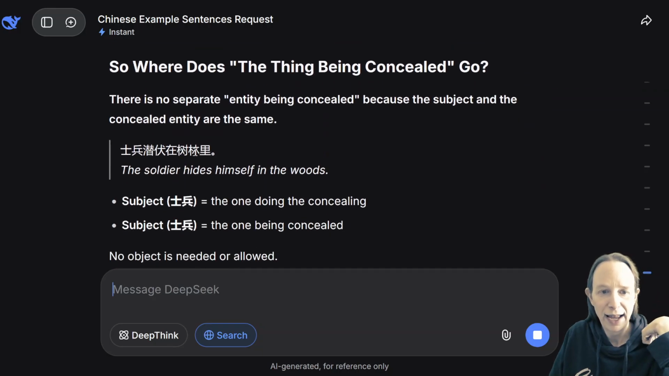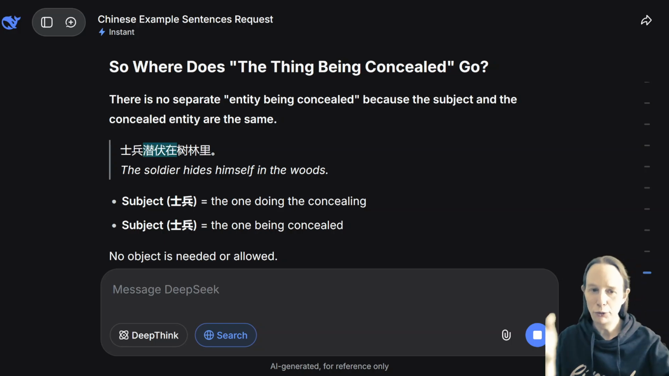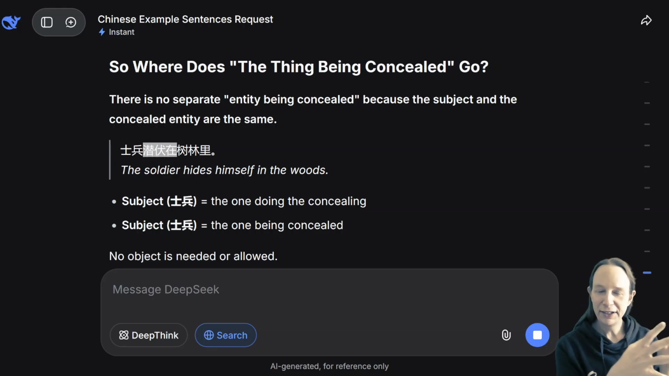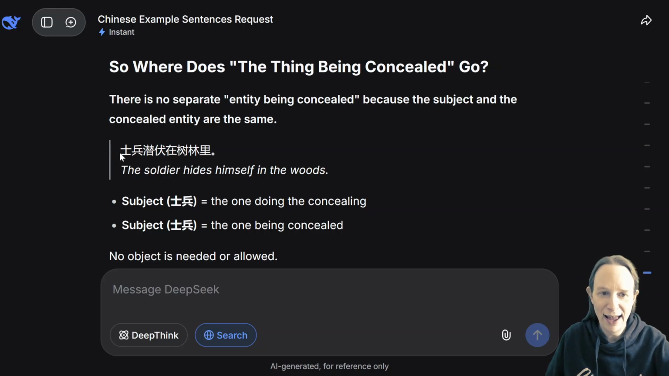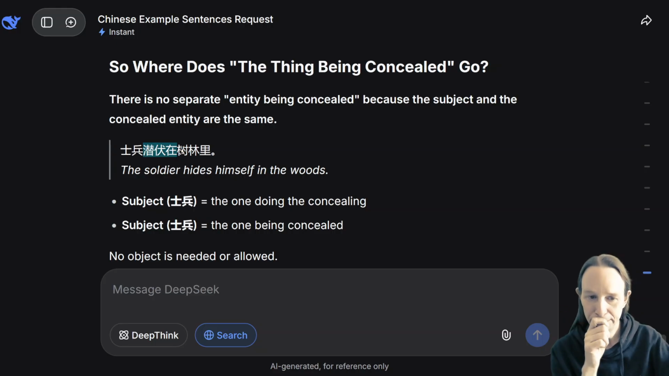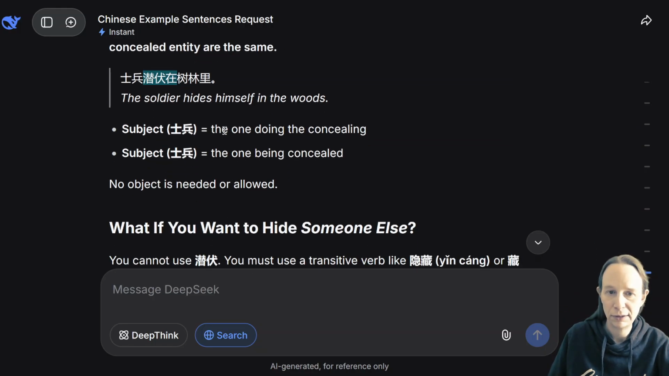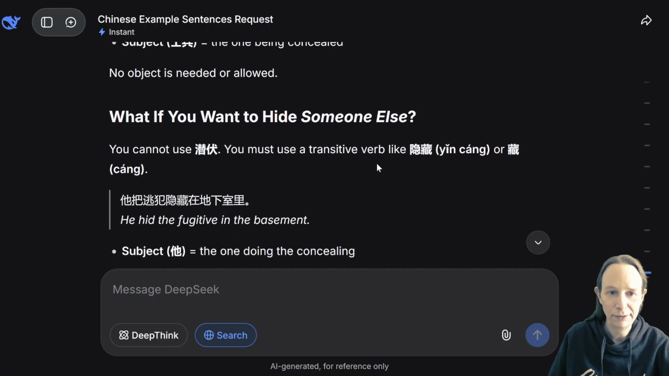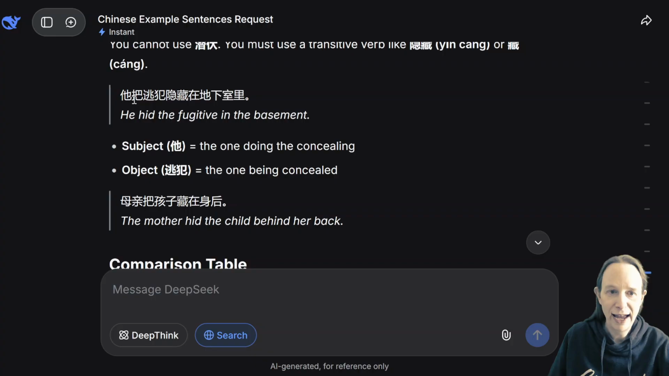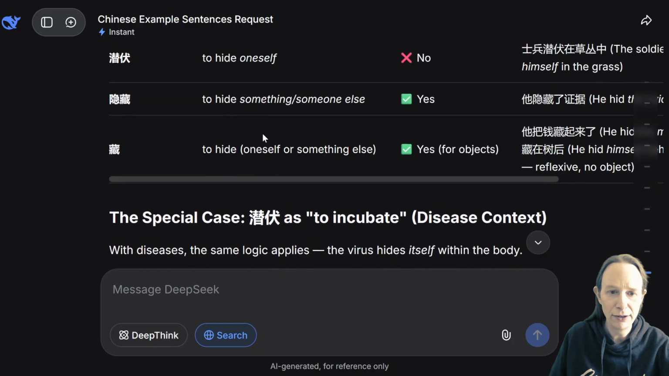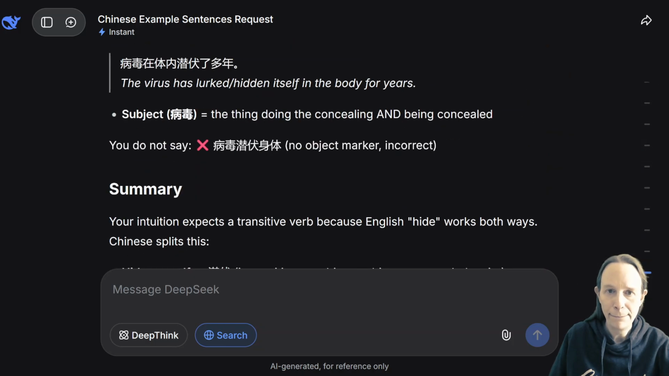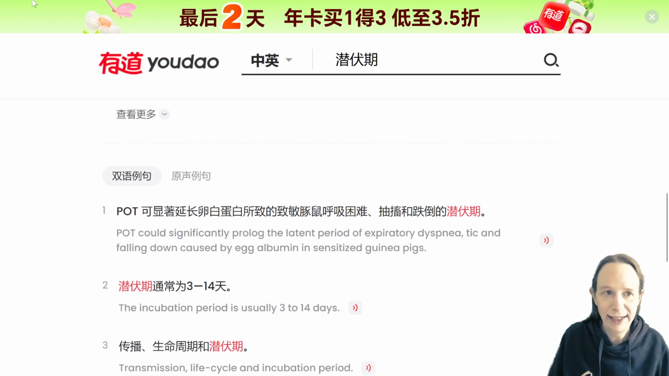士兵潜伏在树林里. So we put the 潜伏在树林里, which means the person being concealed is concealed by the trees or the forest. 他把逃犯隐藏在地下室里，母亲把孩子藏在身后。But what about that example we had here?